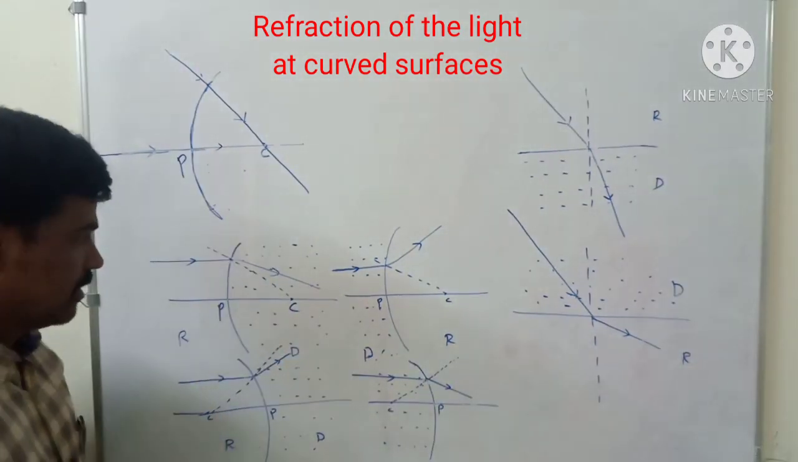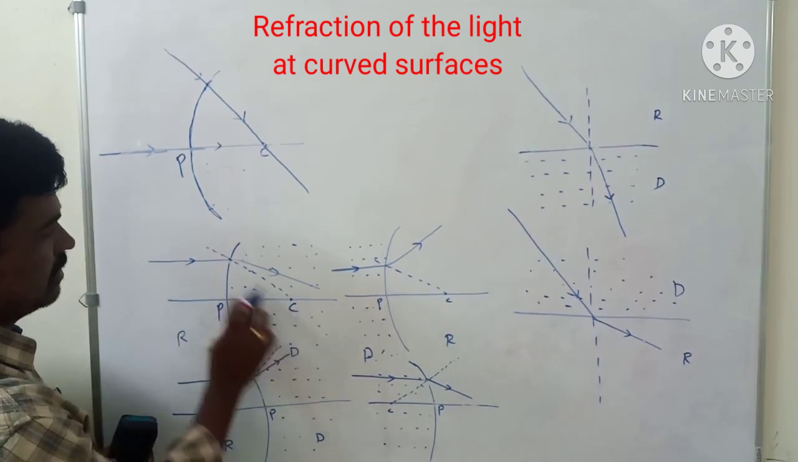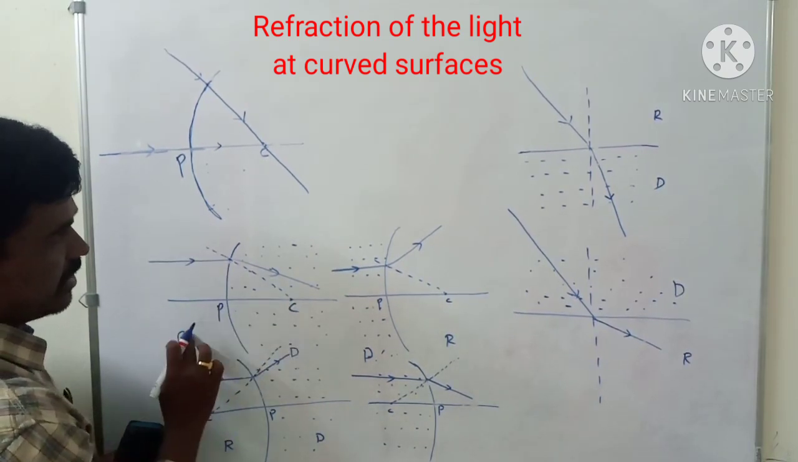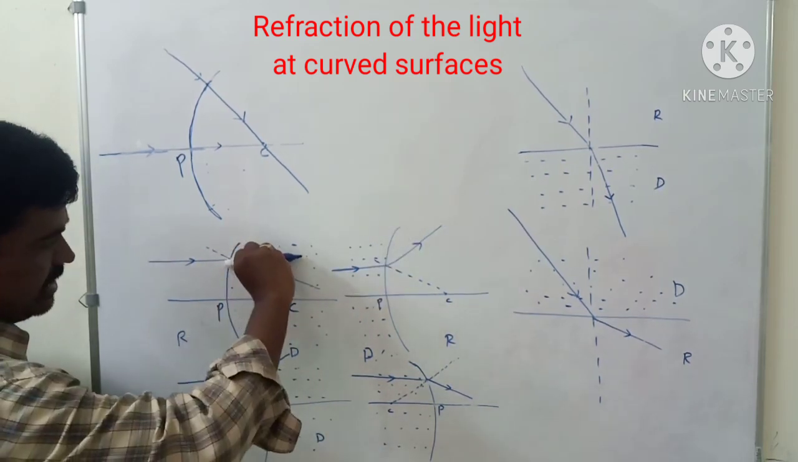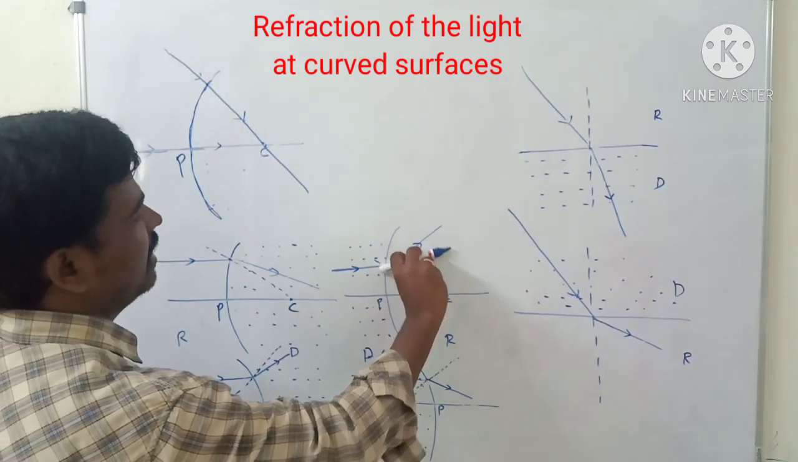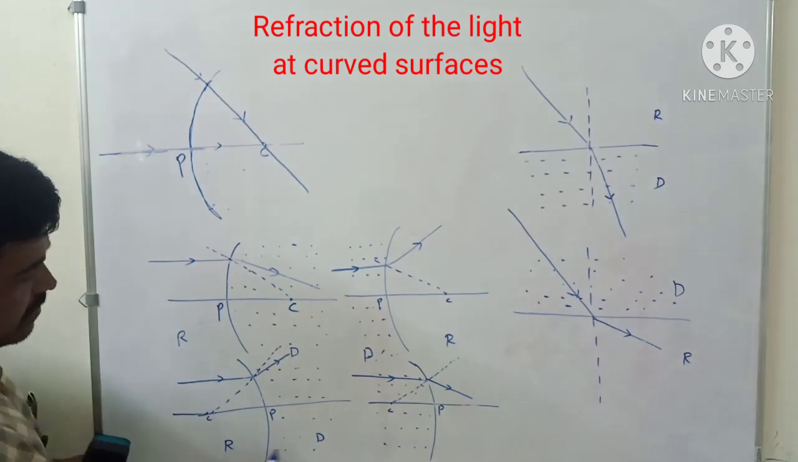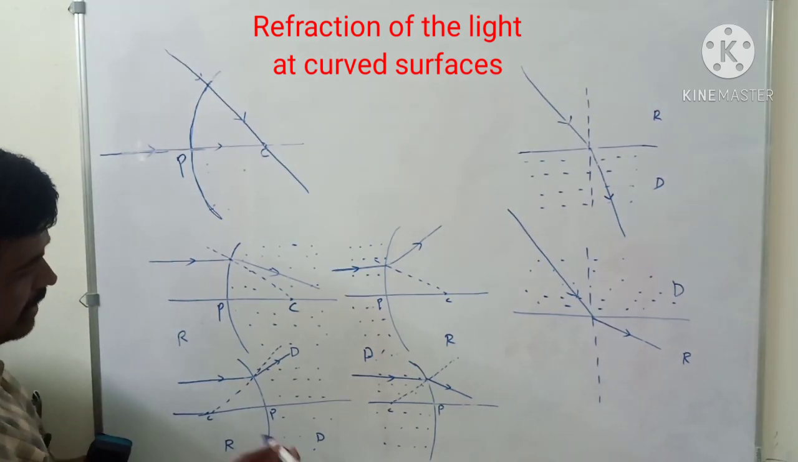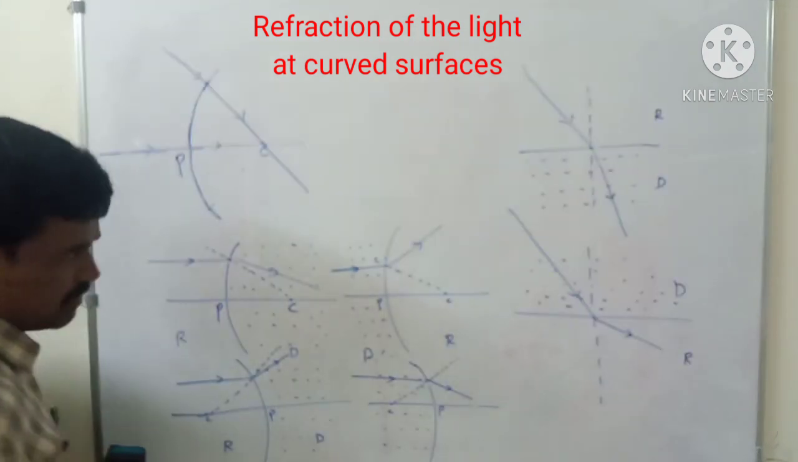Let me explain once again. Here, rarer to denser, and here is the normal. Rarer to denser means it bends towards the normal. So the actual direction bends towards the normal. Here it bends away from the normal because it is denser to rarer medium. Rarer to denser bends towards the normal, and here it bends away from the normal.